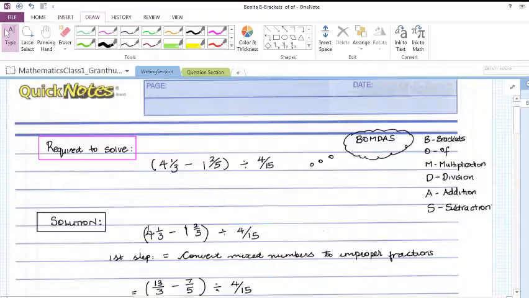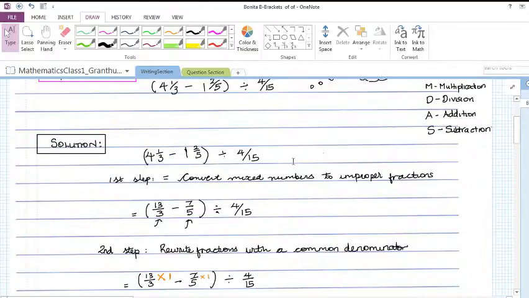What I did here is I wrote out each line step by step. This is what I was required to do. This, so I wrote this, is equal to this. In that first step, all I did was change the mixed numbers into improper fractions. So 4 and a third became 13 over 3, and 1 and 2/5 became 7 over 5. So this line and that line are the same. I just made one change.